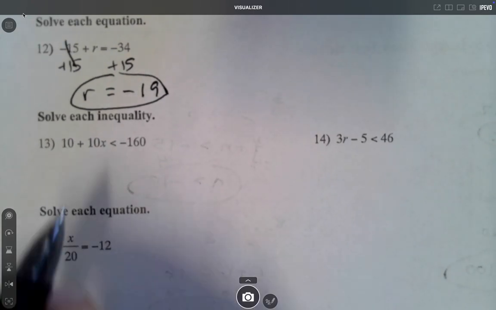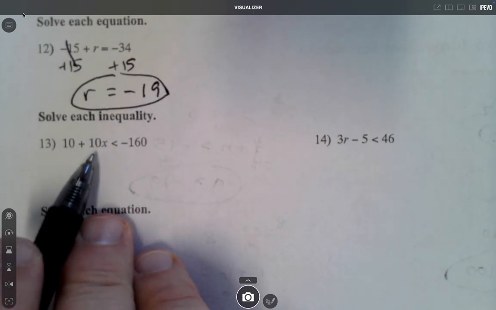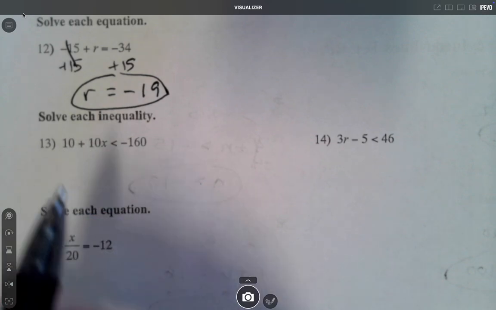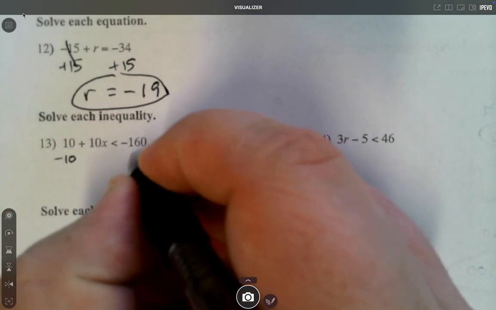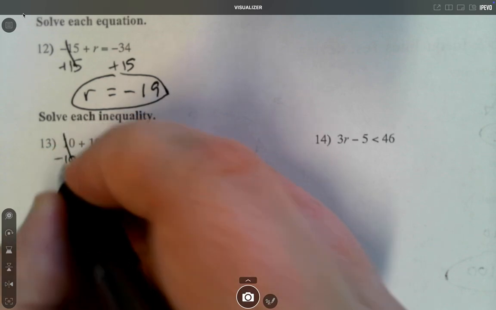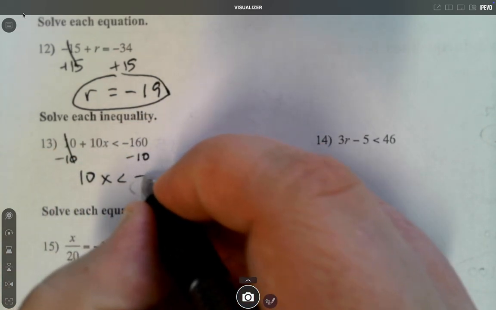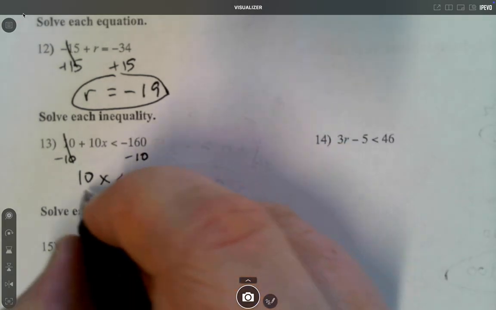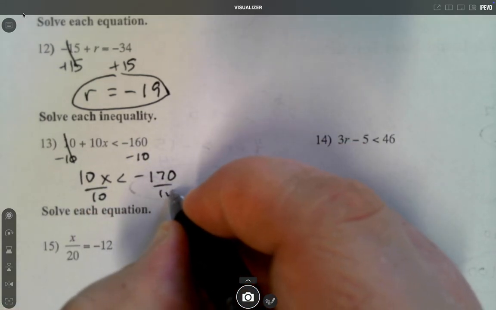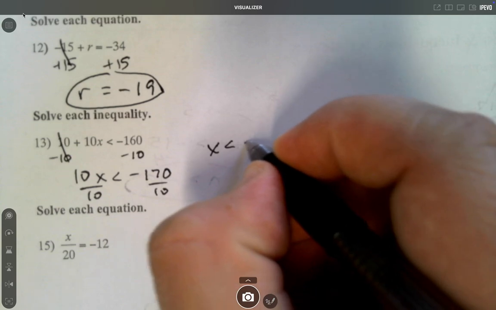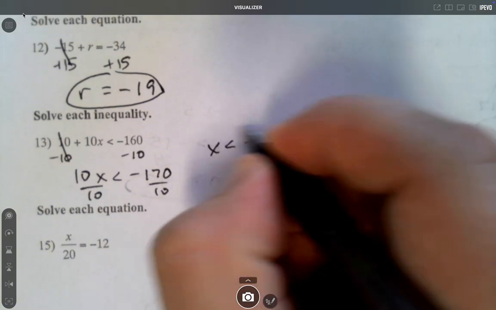Okay, 13. We have a constant and a coefficient. We always take care of the constant first. So we subtract 10 from both sides. So that's a positive 10, so we have to subtract it. Negative 60 minus 10 is negative 170. We divide both sides by 10. We get x is less than negative 17.